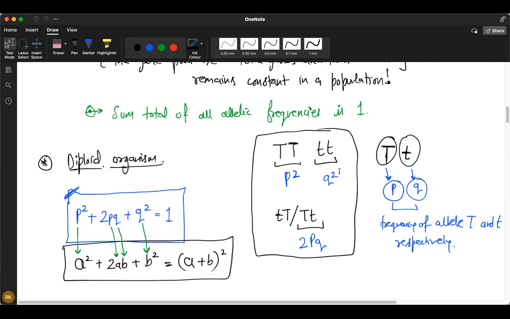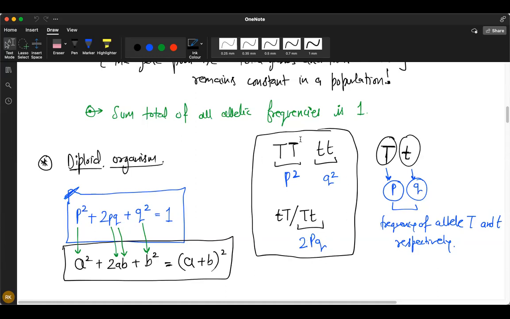And if this condition arises, the total frequency becomes Q square. And if capital T, small t comes up, the total frequency will become 2 into PQ, because there are two ways by which it can arise. The small t comes from the mother and the capital T comes from the father, and the capital T comes from the mother and the small t comes from the father. Is that clear? So we will take 2PQ, because one is P, one is Q.